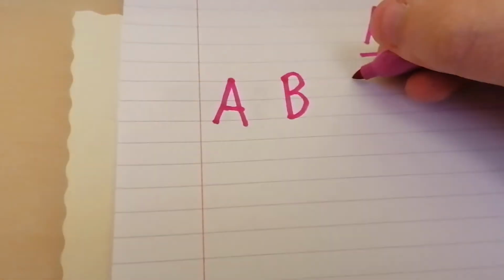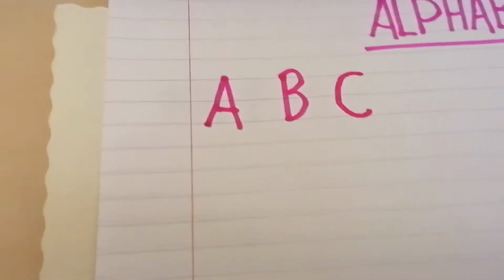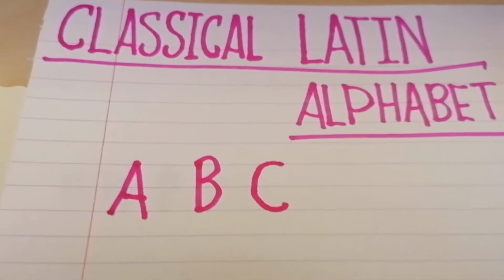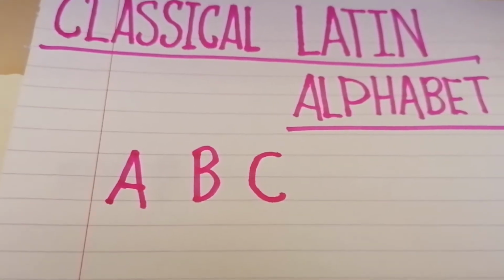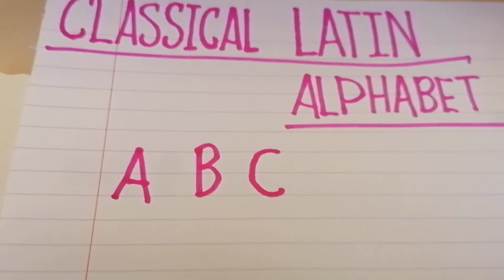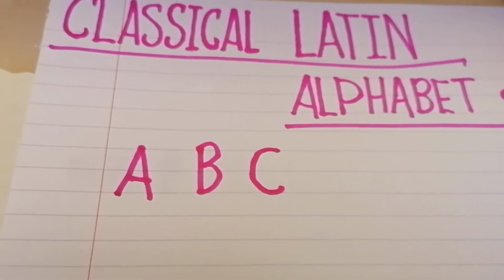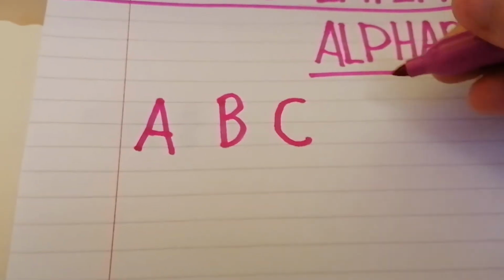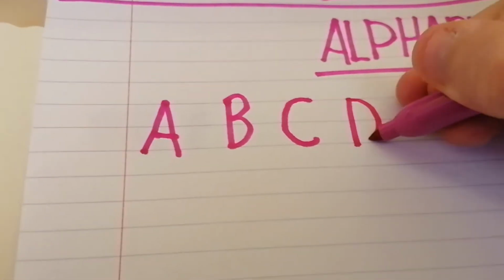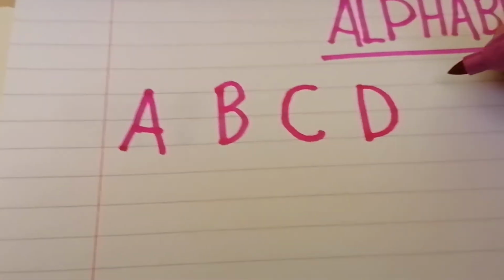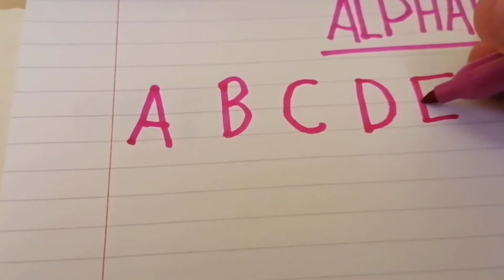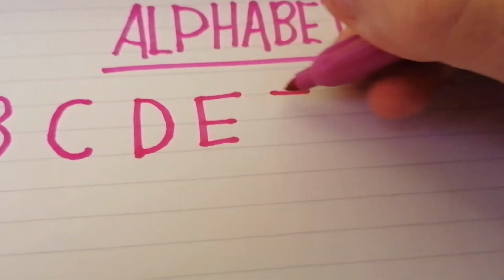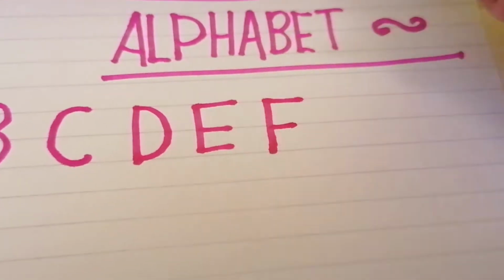The next letter is C. What you'll notice here is that C is pronounced with a hard C, not a soft C, because that is a change that happened after Latin turned into the Romance languages, such as Spanish, Italian and French. So C. The next letter is D, which looks like that. Then you have E, which looks like that. And then you have F, which looks like that.